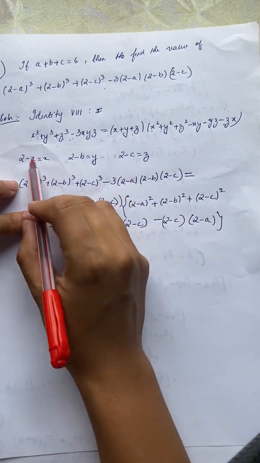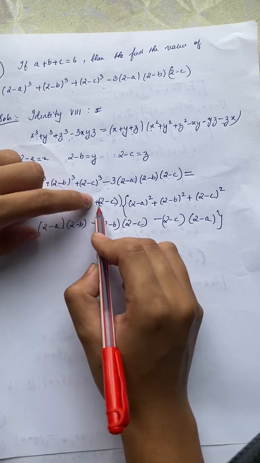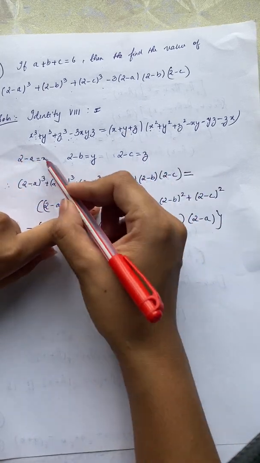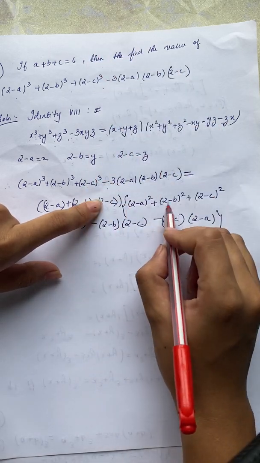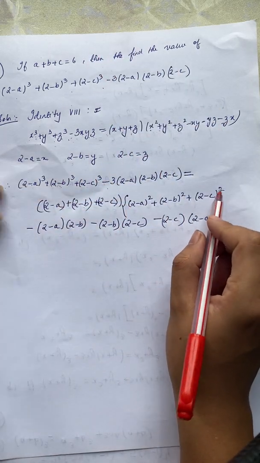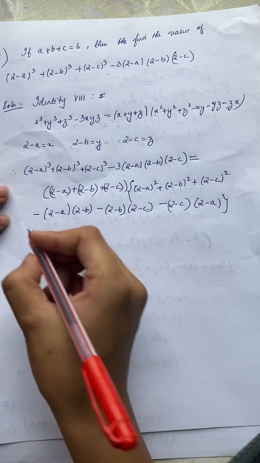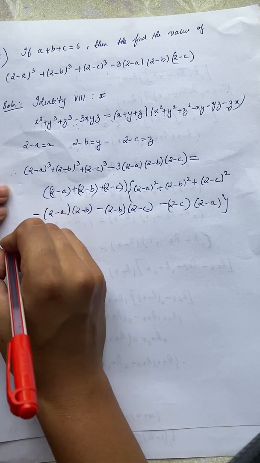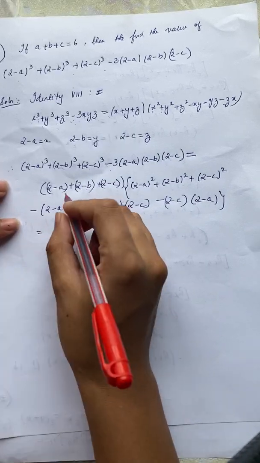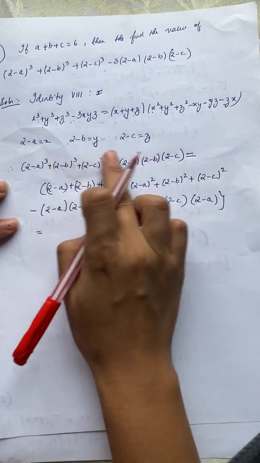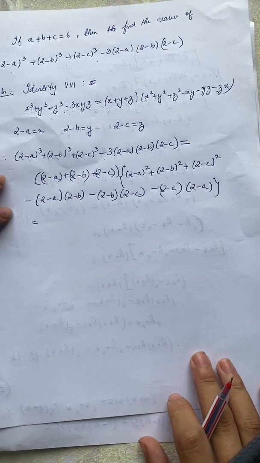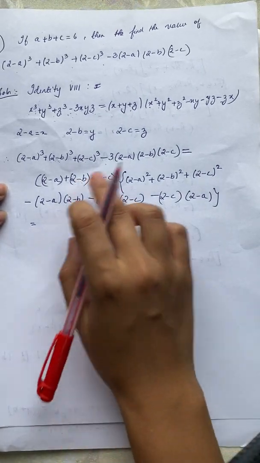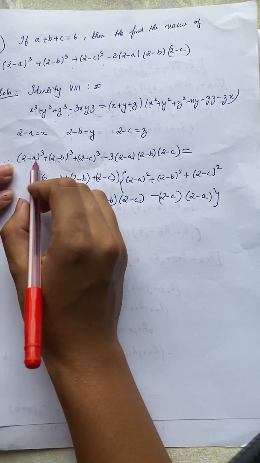What is our value of x? 2 minus a plus 2 minus b plus 2 minus c. Then x square, x is 2 minus a, so x square means (2 minus a) square. Y is (2 minus b) square plus (2 minus c) square. That is how I've taken it. All of this is one line, till here it is one line. I'm running out of space, that's why I wrote in separate lines, but it is the same line.